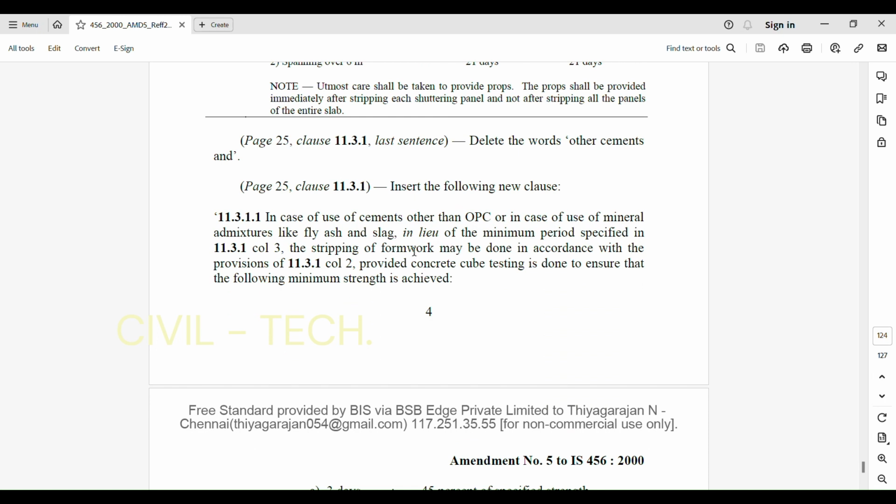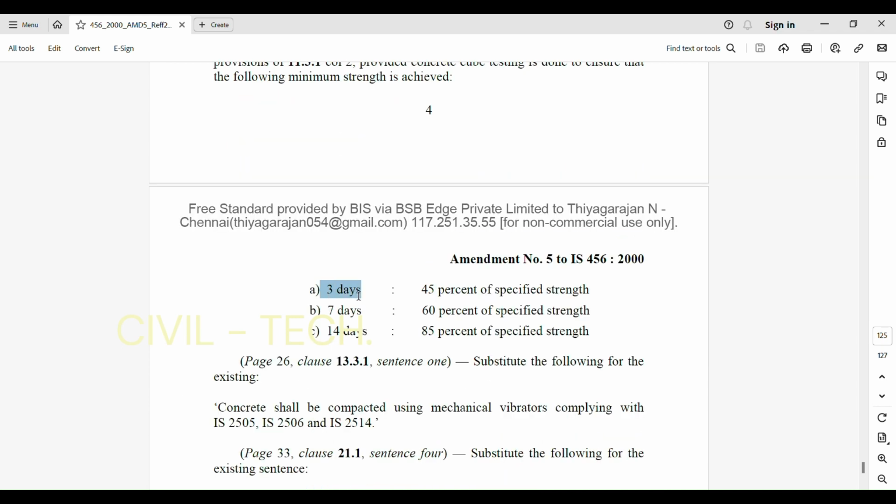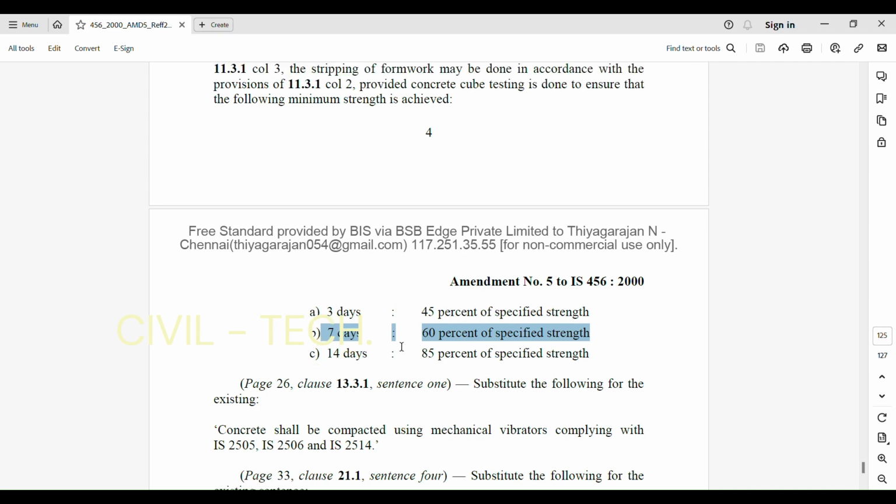So the IS code provides that concrete cube testing is done to ensure that the following minimum strength is achieved. For 3 days, 45% of specified strength should be achieved before the deshuttering. For 7 days, 60% of specified strength needs to be achieved. For 14 days, 85% of specified strength needs to be achieved. This is the amendment number 5 stripping time details with respect to concrete cube strength.